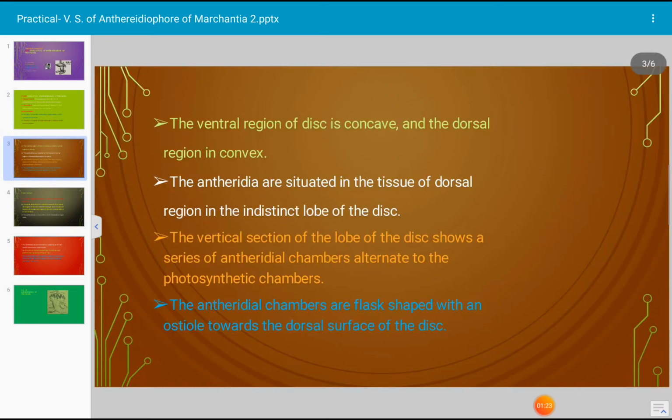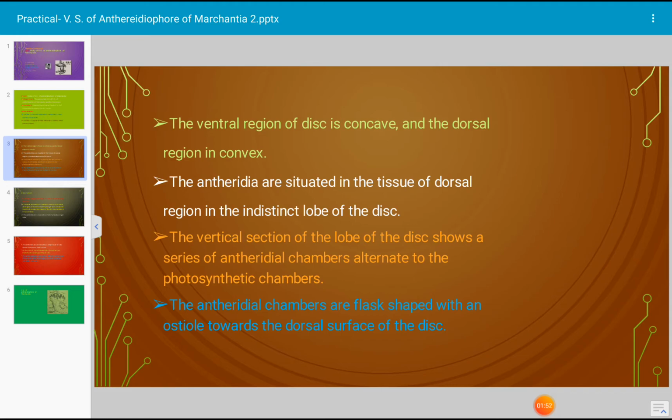Let us see what else we have to see in that. The ventral region of the disc is concave and the dorsal region is convex. The antheridia are situated in the tissue of the dorsal region in the indistinct lobes of the disc. The vertical section of the lobe of the disc shows a series of antheridial chambers alternate to the photosynthetic chambers. The antheridial chambers means the chamber-like structure in which antheridium is produced.